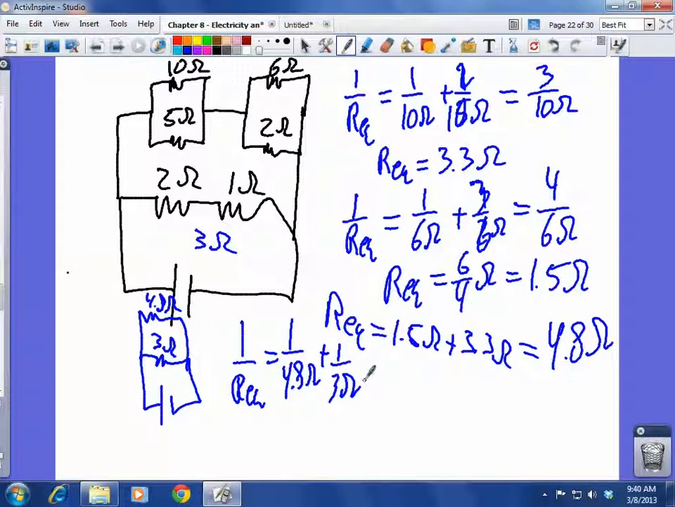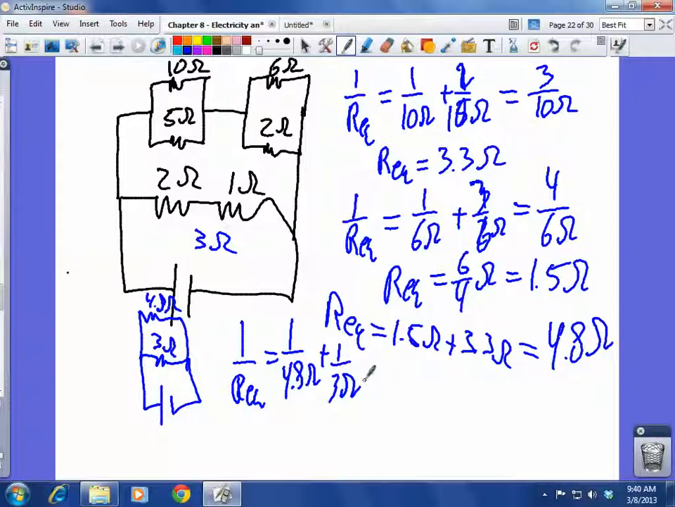Now, in this situation, it'd probably just be easier to use a calculator. I'm going to be quite honest with you, because I don't want to do that. So here we can just say 1 divided by 4.8 plus 1 divided by 3. Anyone with the calculator want to help me out with that?